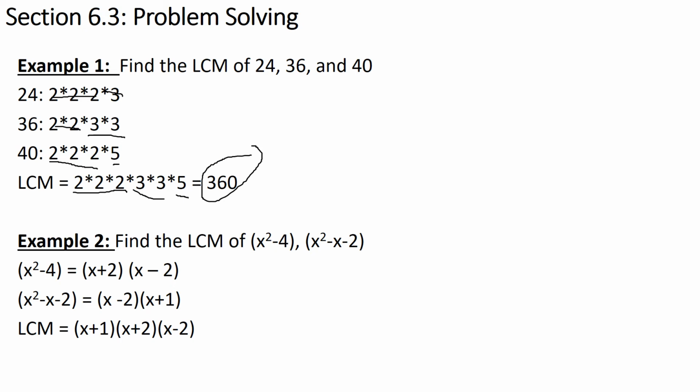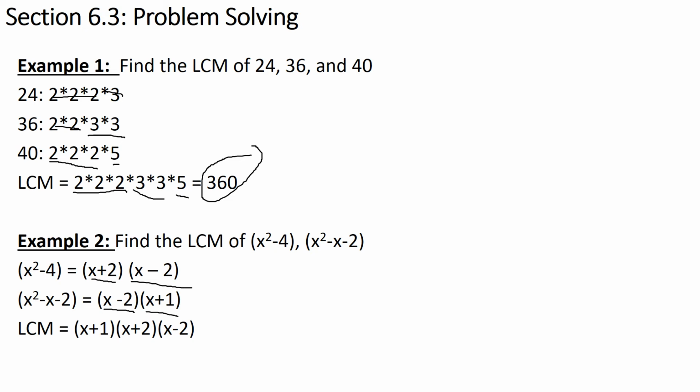Least common multiple of x squared minus 4 and x squared minus x minus 2. This is a factoring part. x squared minus 4 is a difference of squares. It's x plus 2 and x minus 2. x squared minus x minus 2 is x minus 2 and x plus 1.